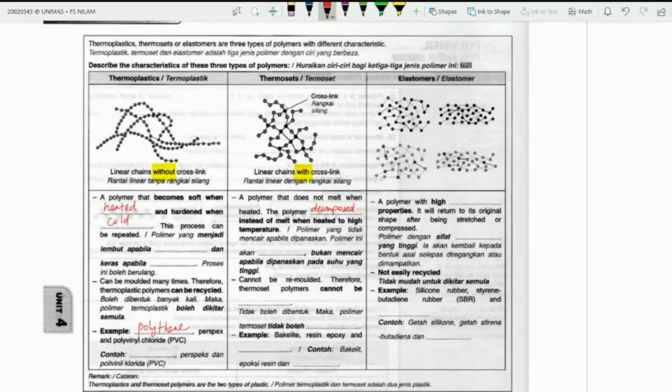Unlike this one, which can be molded again, it just melts only. After it cools down, it will harden back. Thermoset is unlike thermoplastic, so it cannot be remolded. Therefore, thermoset polymers cannot be what? Cannot be recycled. Examples: bakelite, resin epoxy, and melamine.